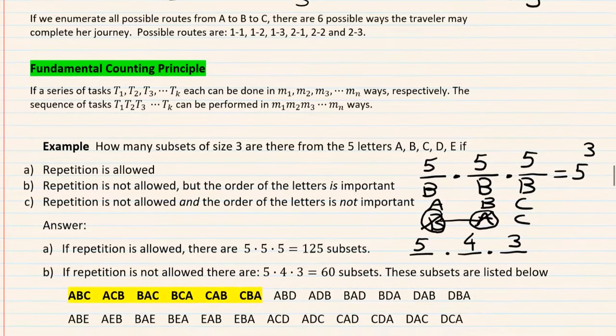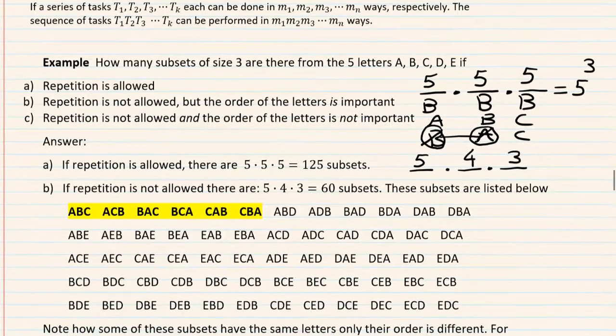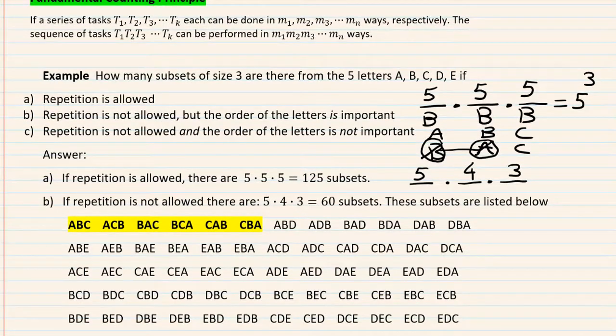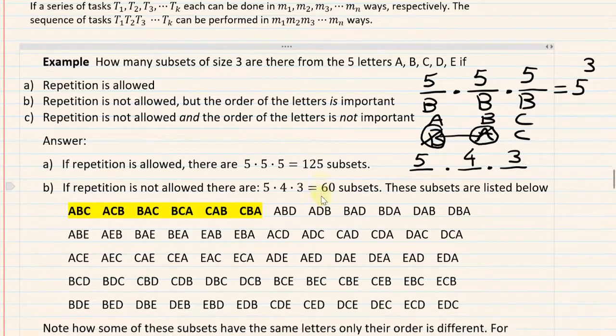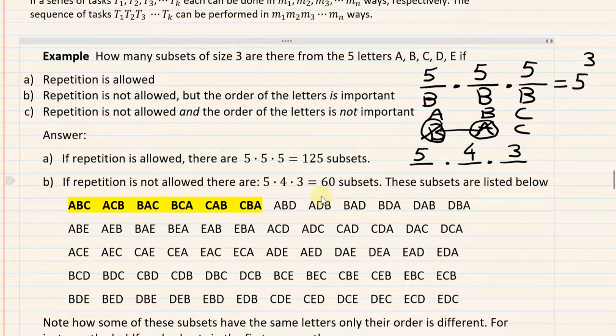Now these 60 subsets, I've actually written them down for you here. Notice the ones in highlight: ABC, ACB, BAC, BCA, CAB, CBA. These 6 subsets are really the same 3 letters, right, in different ordering. So order is important. That's why we have 60 subsets. And this is again a brute force exhaustive list that you're looking at here.